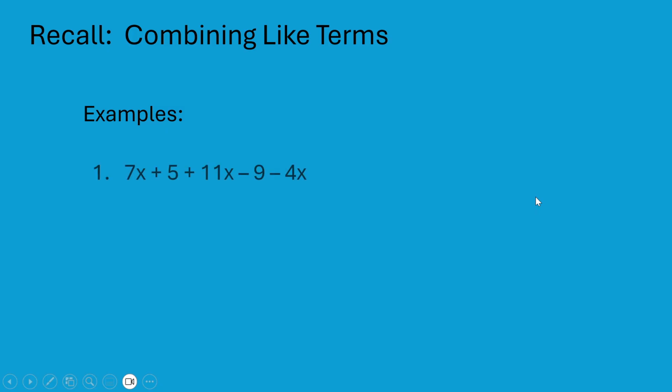So, for example, you used to have problems that look like this, and what you did was you simplified this by combining like terms. So we see that we have 1, 2, 3, 4, 5 terms, but not all 5 of them are like terms because some of them have x's and some of them do not have x's. So the ones that have x's are like terms with each other, and the ones that are just numbers are like terms with each other.